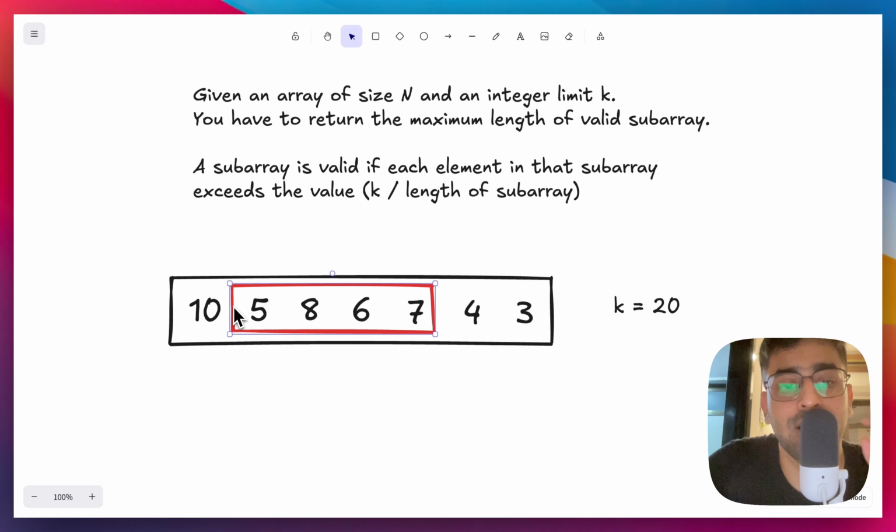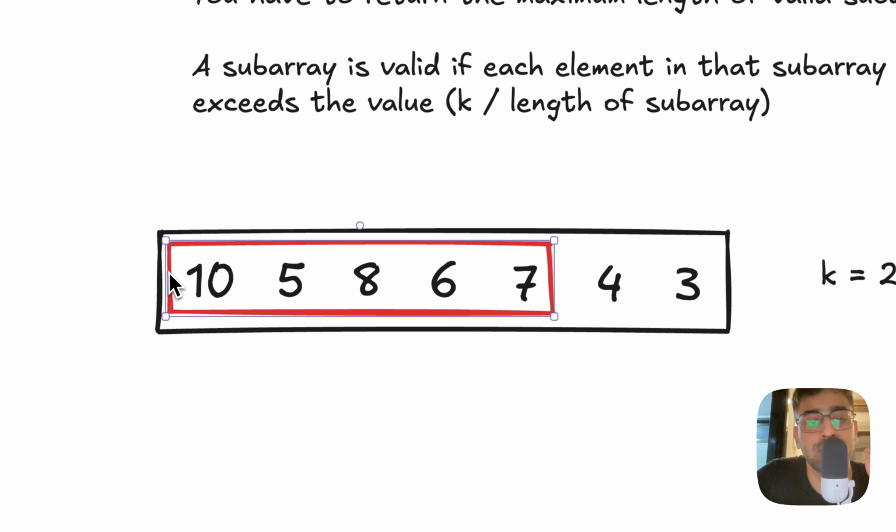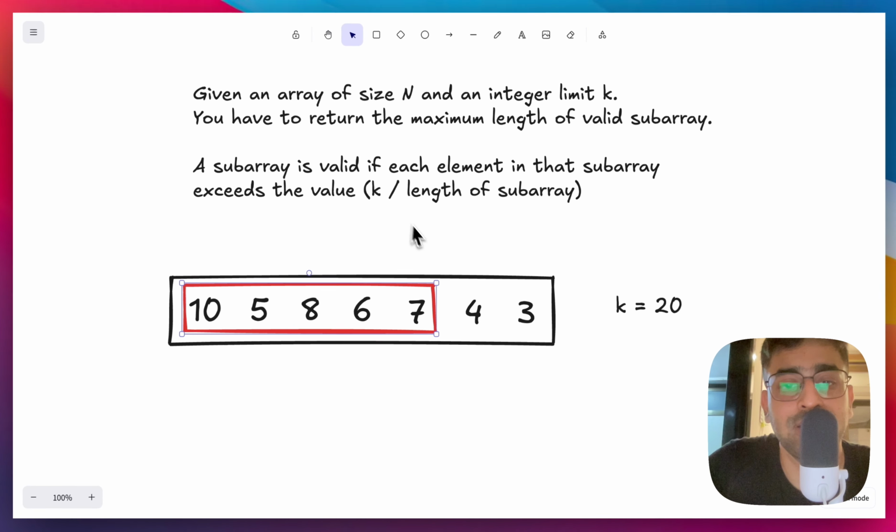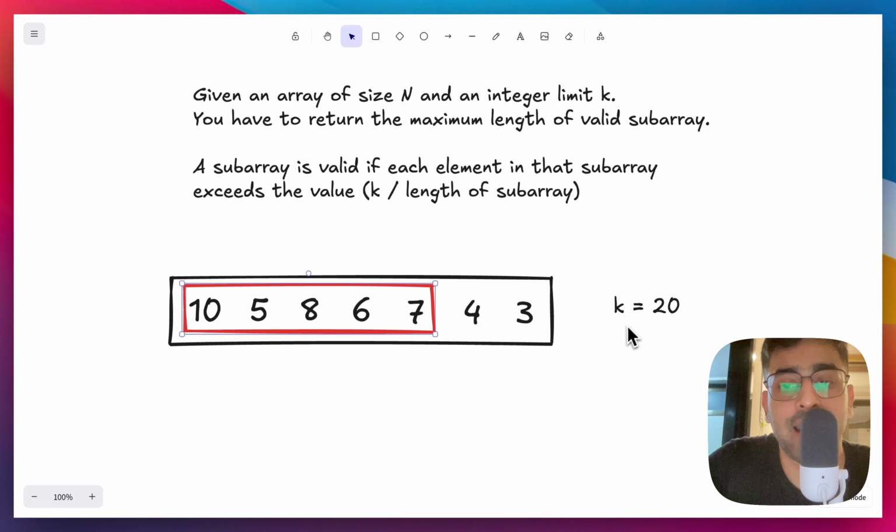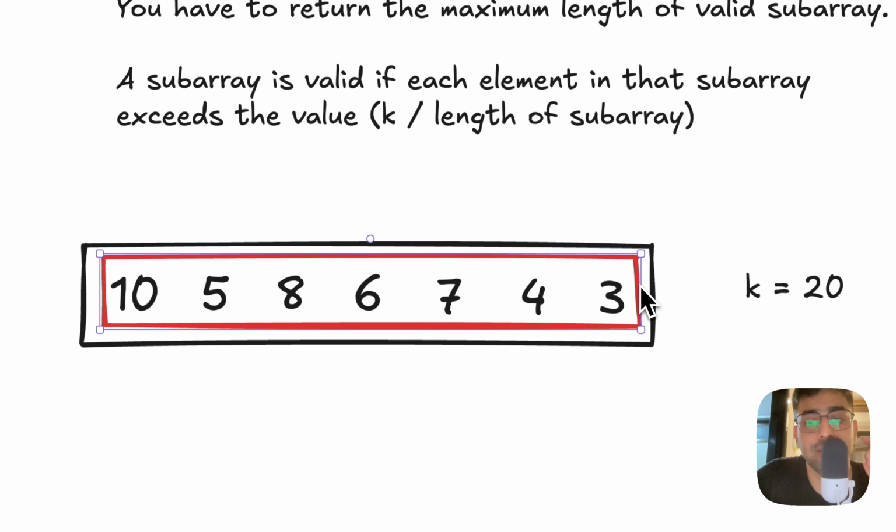Now let's check another subarray. So this is another subarray. Here the length of the subarray is 5 and 20 upon 5 is 4. So all the elements should be greater than 4. And indeed, all of them are greater than 4. Right. So this is a valid subarray of length 5. And I have to maximize this length. Okay. So the final output of this test case would be this particular subarray.